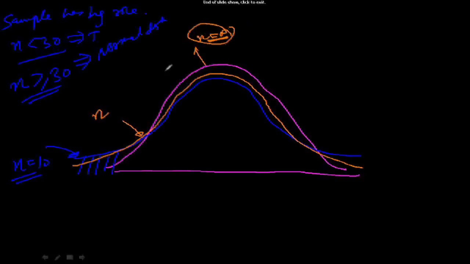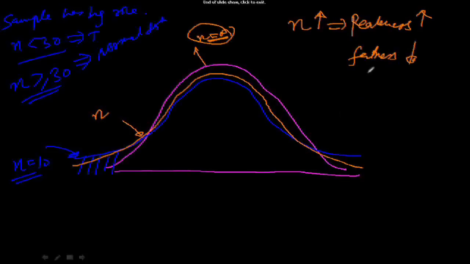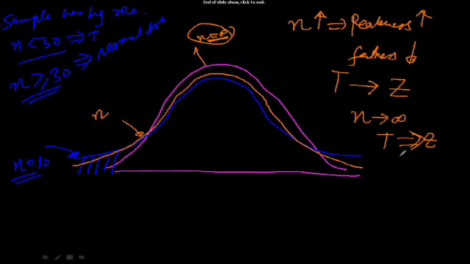So what happens is, as n increases, the peakedness increases, the fatness of the tail decreases, and the T distribution is becoming a normal distribution. As n is increasing, the T distribution is trying to achieve a normal distribution. At n equal to infinity, t will become equal to z. So the t distribution will become the z distribution when n is infinity.